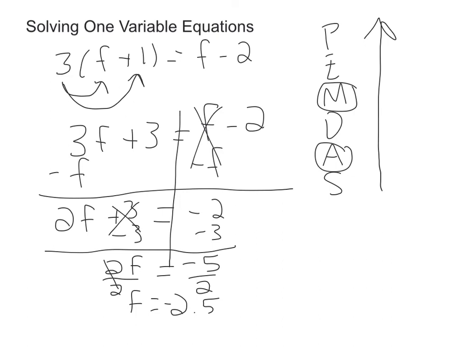So to recap, when we're solving these equations, we always want to distribute first if we need to. We've got to move our variable so that all of that same letter, all the f's, are on one side. And then we use backward PEMDAS to get rid of all those extra numbers and just have the f.